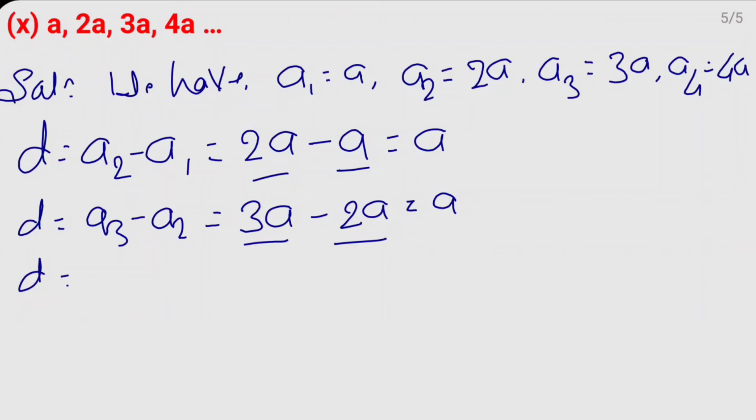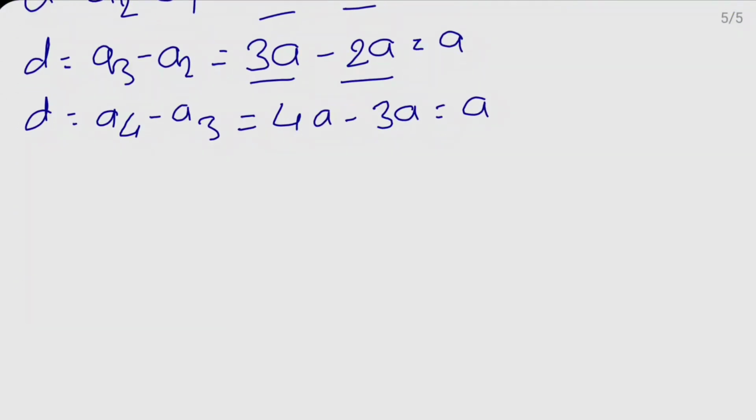So next D is A4 minus A3. So here A4 is 4A minus 3A. So 4A minus 3A is A. So look here, D is a constant. It means the given numbers are in an AP. So write down here: D is constant.